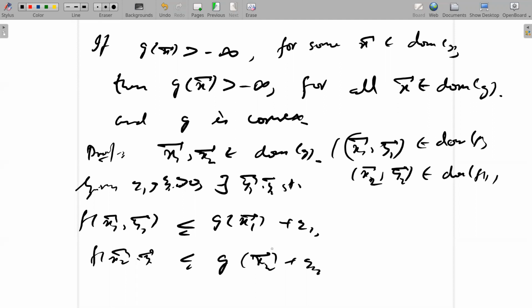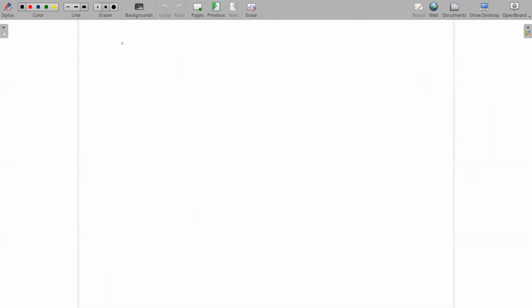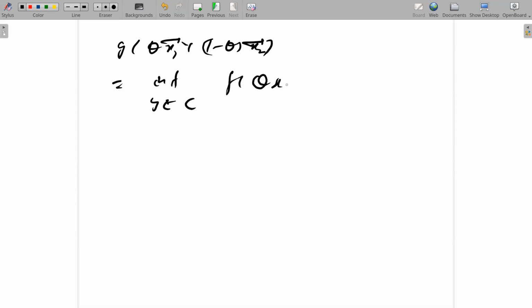So with this in mind, what do I have? g of theta x1 plus (1 minus theta) x2 is, by definition, the infimum over y of f of (theta x1 plus (1 minus theta) x2, y) for any vector y in C. So in particular, it is also true for y1 and y2.